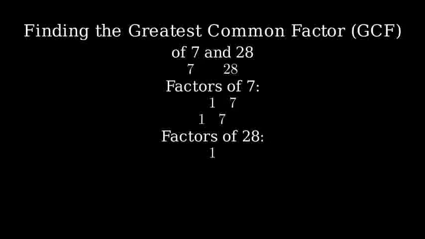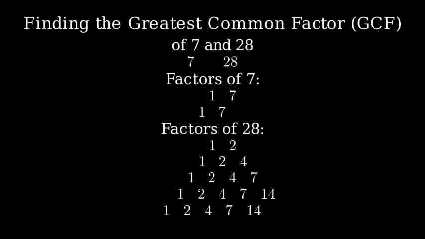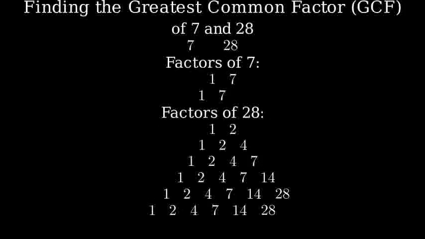1 is always a factor. 2 is a factor because 28 is even. 4 is also a factor since 28 divided by 4 is 7. 7 is a factor because 28 divided by 7 is 4. 14 is a factor because 28 divided by 14 is 2. And finally, 28 itself is a factor.